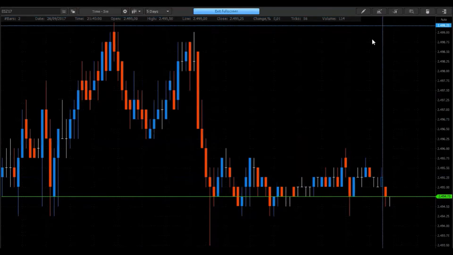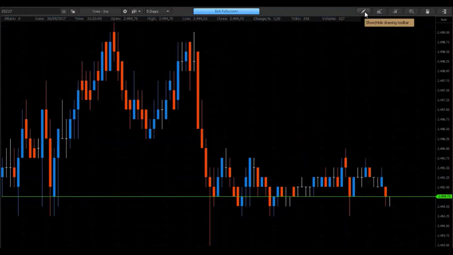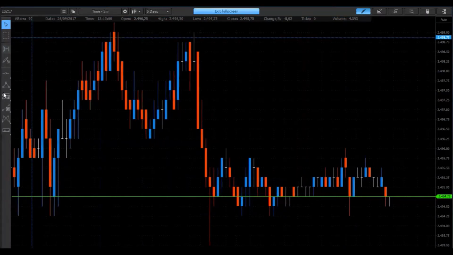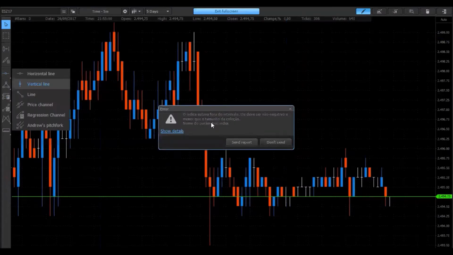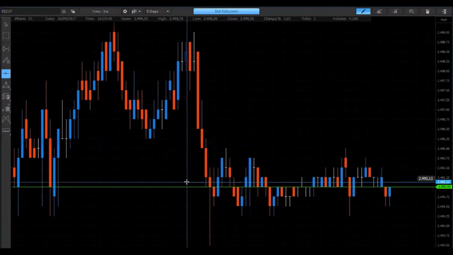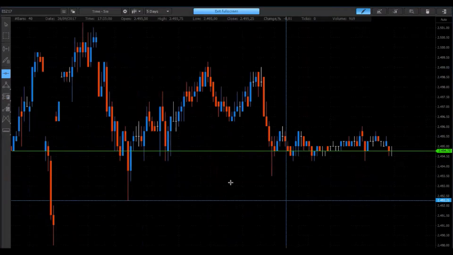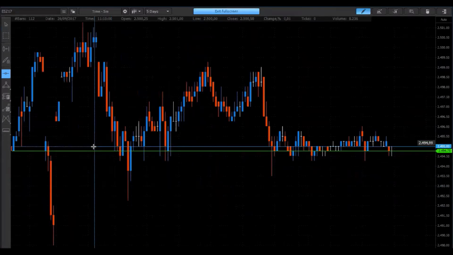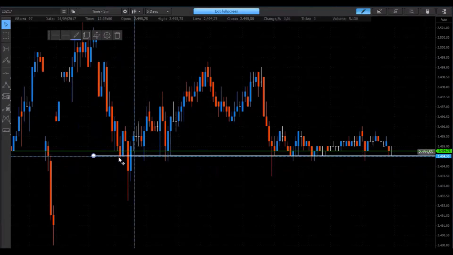So our chart here has some tools that help us to draw lines. Just go over to the drawing toolbar and select the horizontal line, and then let me zoom out so maybe we can have a better view of this support line here. There you go. You can see that this support line also proved to be a support at different times, different dates.